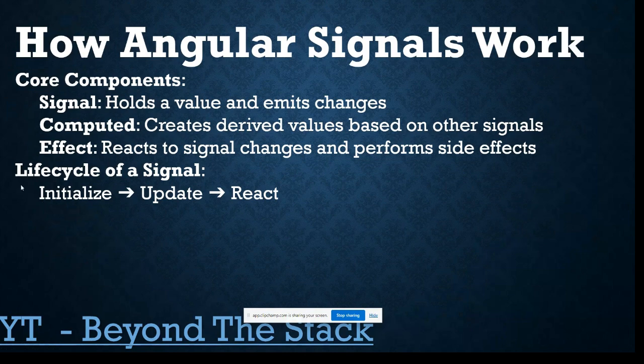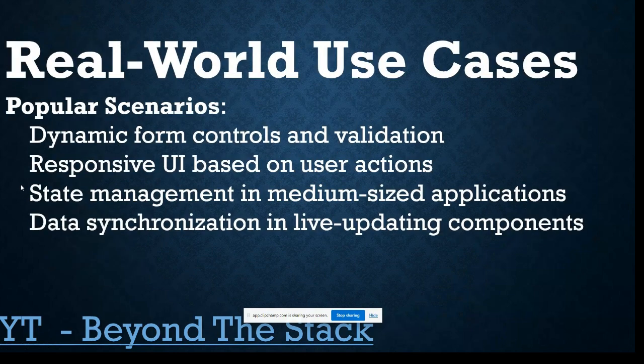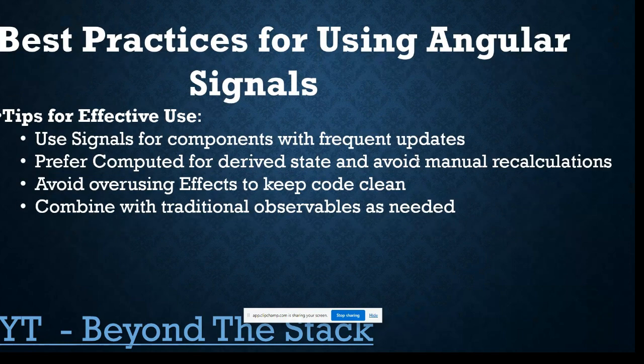initialize, update, and react. These three lifecycle stages of signals are available that we can use, and these are the real world use cases. For example, dynamic form control and validations. So the moment it says dynamic form control, that means we are talking about form controls or form builders that we can use. And responsive web user actions, so that means if I am updating, let's say, one button, then it should also impact the second button. In order to maintain consistency, we can use signals.